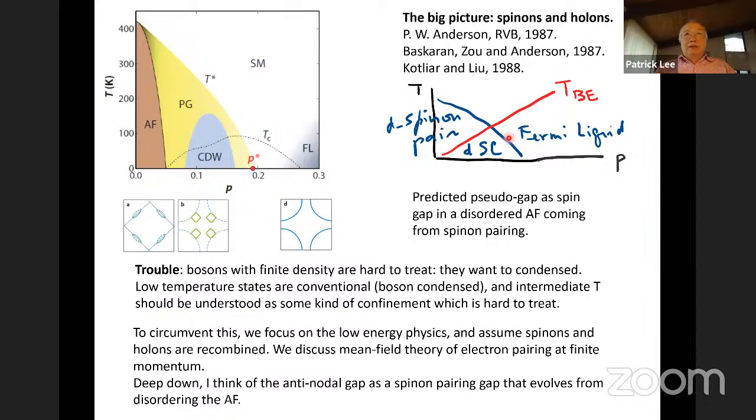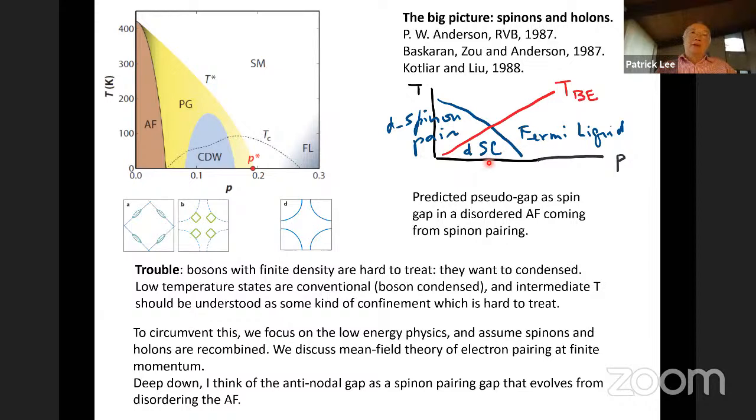In the overdoped region, this becomes a Fermi liquid, because this is just a spinon Fermi surface that has become, I'm sorry, I misspoke, the spinon has Luttinger volume one plus p. So the spinon becomes a Fermi liquid because it becomes a true electron. And here the spinon pairing becomes true electron pairing. So this is a physical D-wave superconductor.